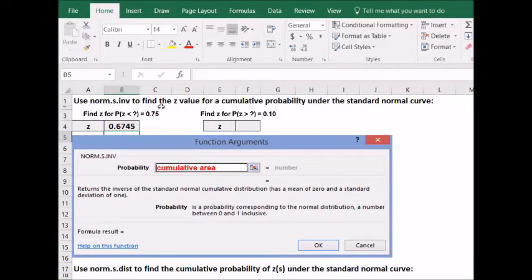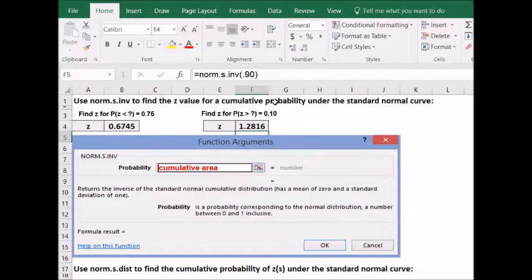In the next problem, we want to find the z beyond which lie 10% of our values. Remember, z is a standardized value for x. Think about things like test scores. We can convert all the scores to z and find the z at which 10% of tests earned higher scores. To do that, however, we really want to find the z at which 90% are lower because it's a cumulative probability, and the answer is 1.28. Or I can expand the cell and we can see a lot more decimal places.